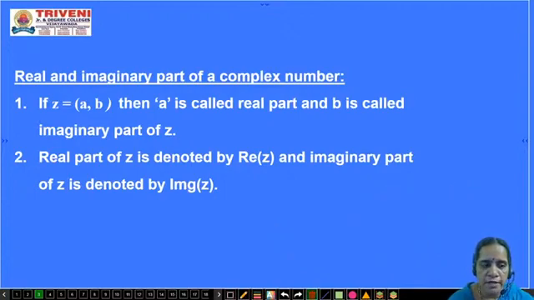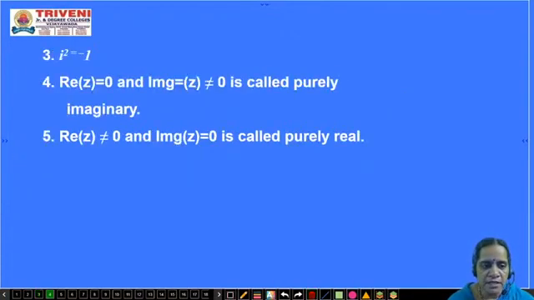Next we go to the next topic. All of you know i square is equal to -1, which is an imaginary number. If the real part of Z is equal to 0 and the imaginary part is not equal to 0, that number is purely imaginary. For example, 0 plus 3i. The real part of this complex number is 0 and the imaginary part is 3, which is not equal to 0.